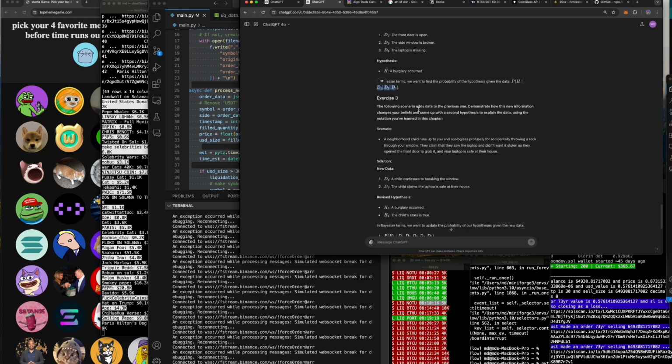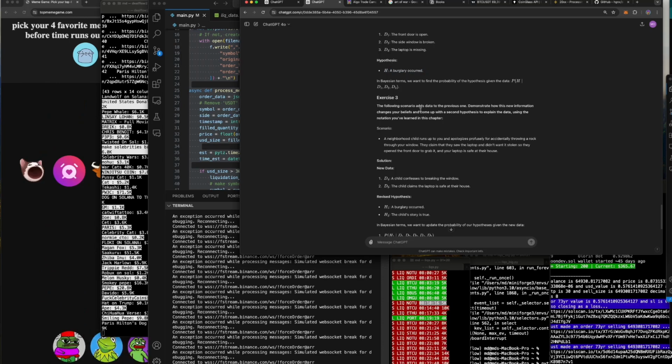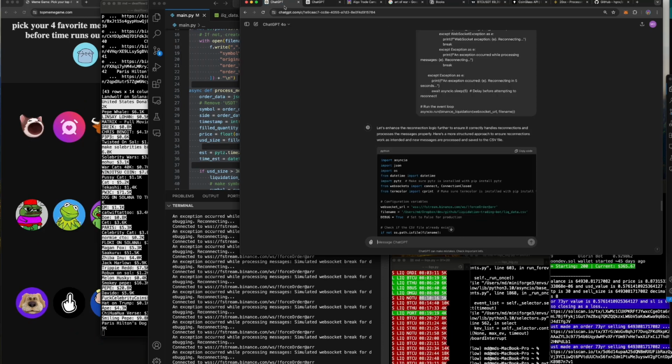Okay, that makes sense. So the probability is P, and the hypothesis is H, that this happened, and this is all the data that we can give it. That makes sense to me.